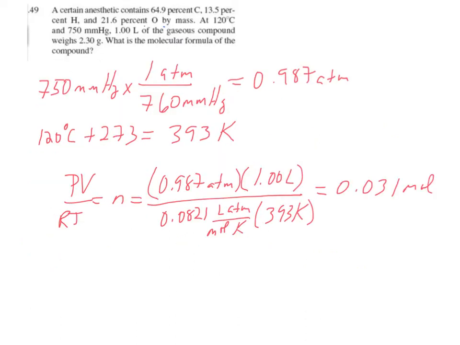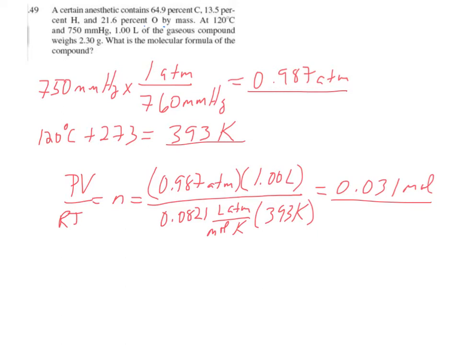Alright, so we've got our pressure in atmospheres, 0.987 atmospheres. We did that by converting it from millimeters of mercury to atmospheres. And we have our temperature is 393 Kelvin. If we plug that in and solve for n, with the value of R being 0.0821 liter atmospheres per mole Kelvin, we find that we've got 0.031 moles of gas.